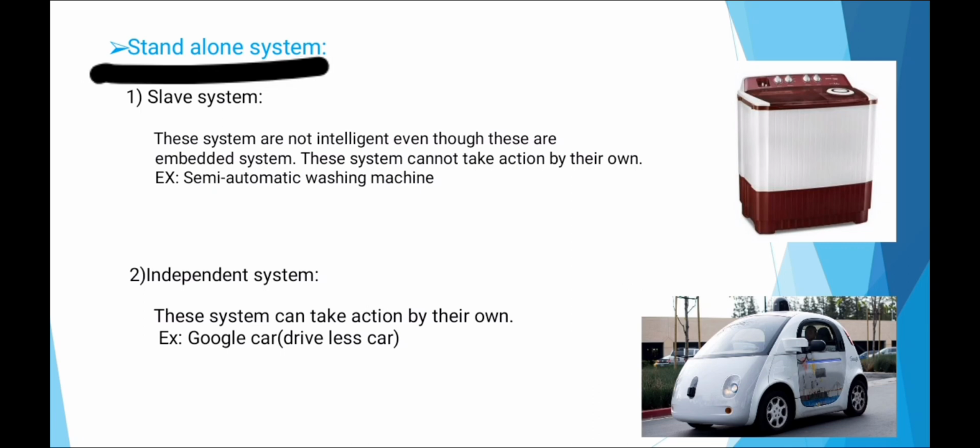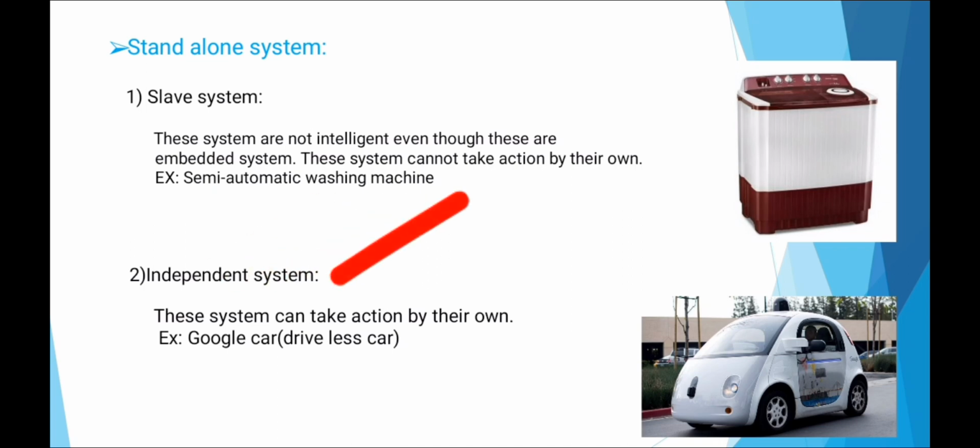Standalone system. First one, slave system. These systems are not intelligent even though they are embedded systems. These systems cannot take action on their own. Example, semi-automatic washing machine. Second one, independent system. These systems can take action on their own. Example, Google Car.